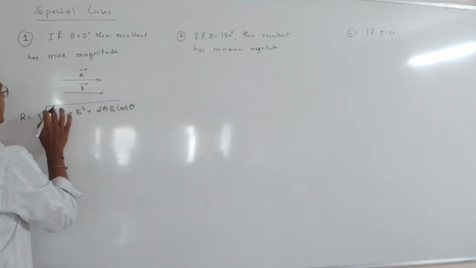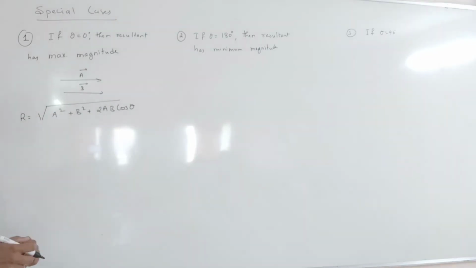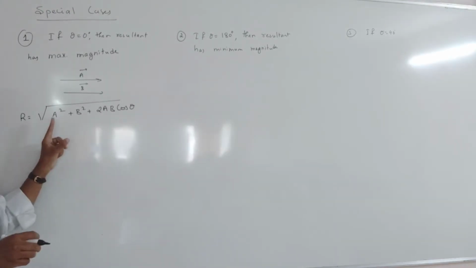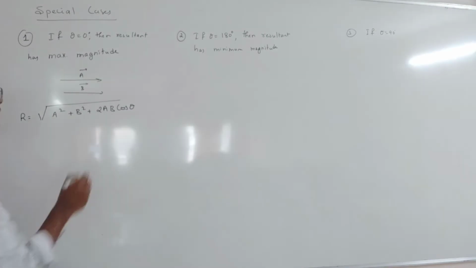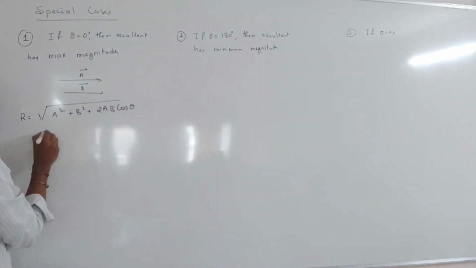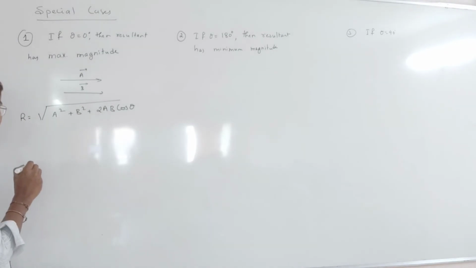Okay, plus 2ab cos theta. What we are writing now: a square plus b square plus 2ab cos theta. So here theta equal to 0. So if theta equal to 0, then what will cos 0 be? Is it 1 or 0?